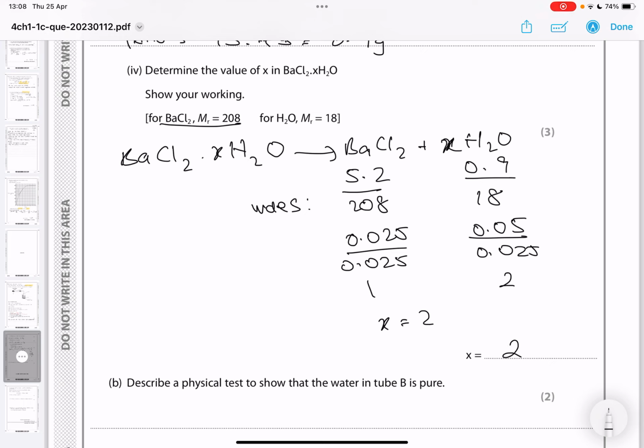Okay, X is 2. So first what you do is you work out the moles of each and then you divide by the smallest number and you get the empirical mole ratio, the molar ratio, which is 1 to 2. So X is going to be 2.